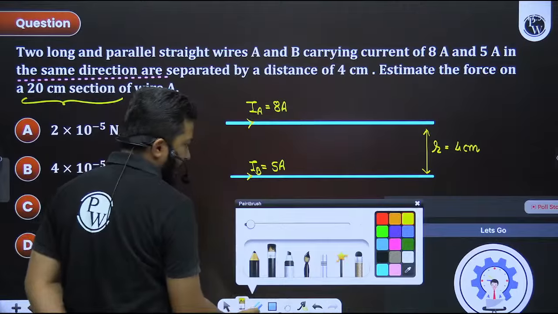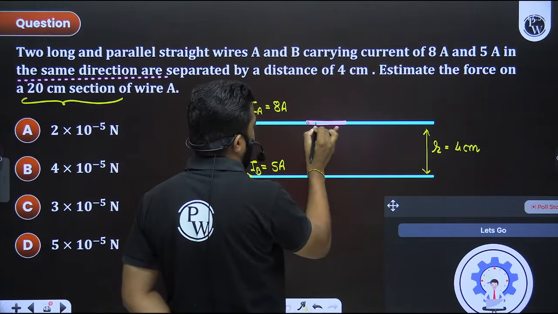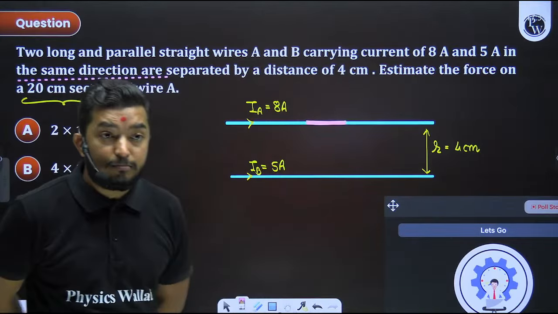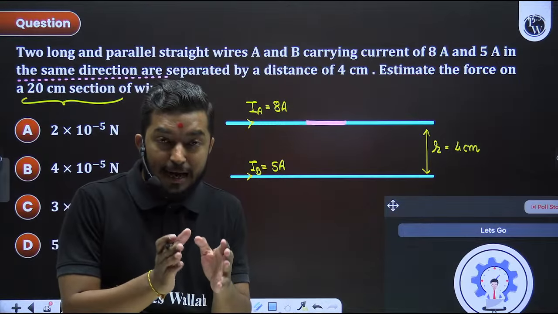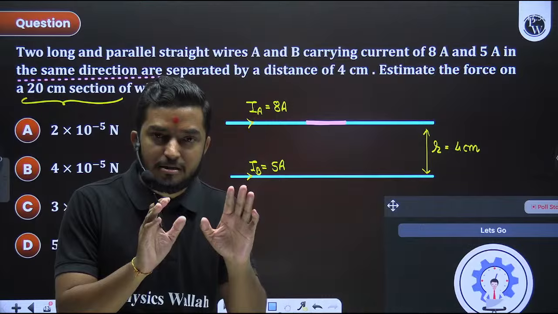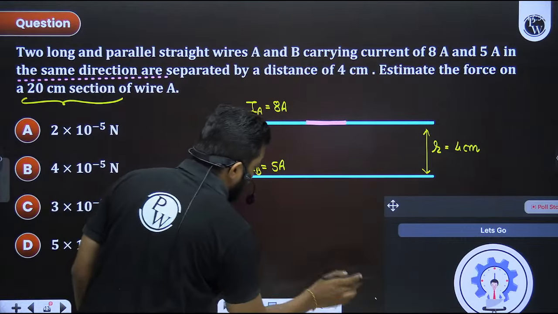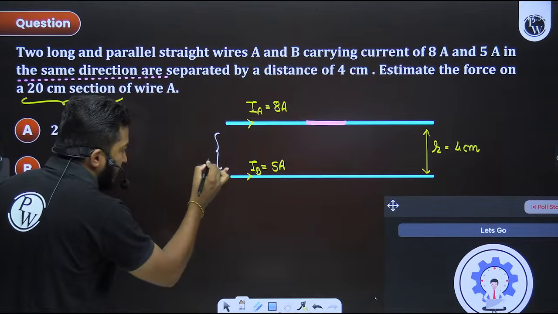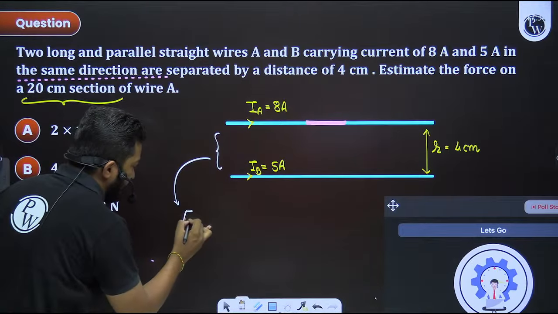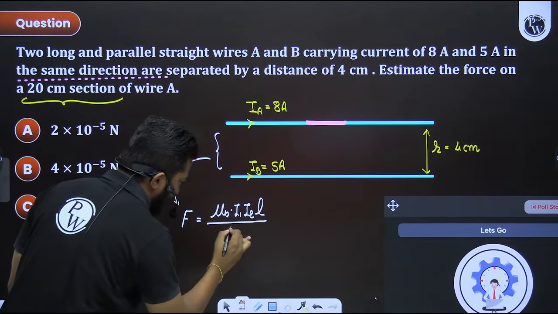They gave a length, and here they provide it for a particular wire A. Do not worry. If they provide it for the other wire, all the things are the same. By Newton's third law, the force applied by B on A is equal to the force applied by A on B. Both have the same value, but the directions are opposite. Here we have to remember the equation directly: the force between two current-carrying wires with the same direction of current is F equal to mu naught I1 I2 L divided by 2 pi r.